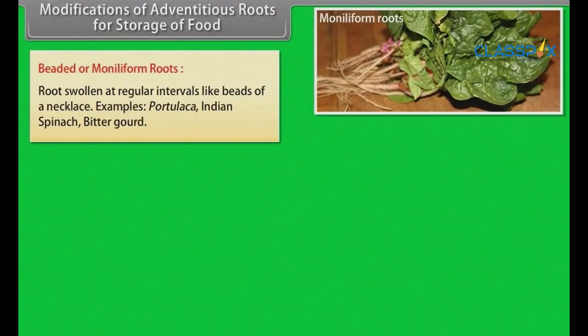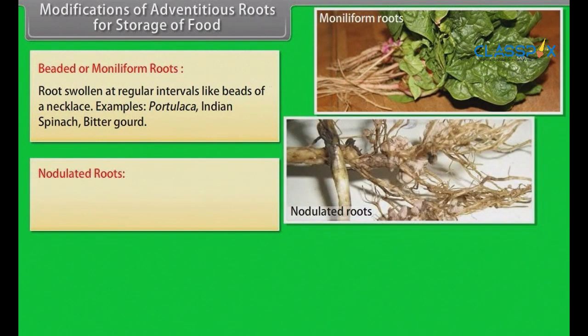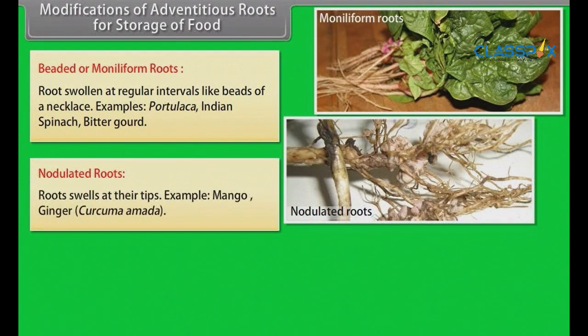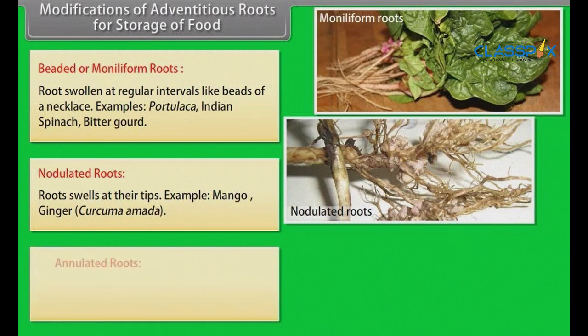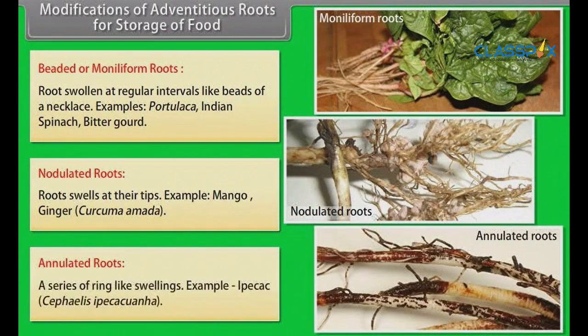Beaded or moniliform roots: roots swollen at regular intervals like beads of a necklace. Examples, Portulaca, Indian spinach, bitter gourd. Nodulated roots: roots swell at their tips. Example, mango ginger. Annellated roots: a series of ring-like swellings. Example, ipecac.